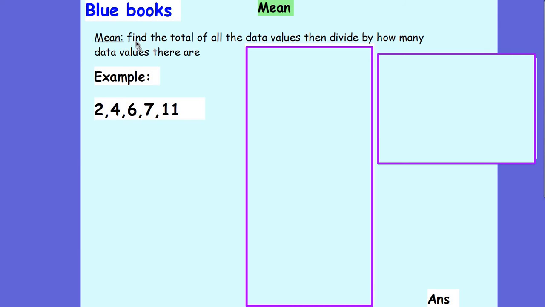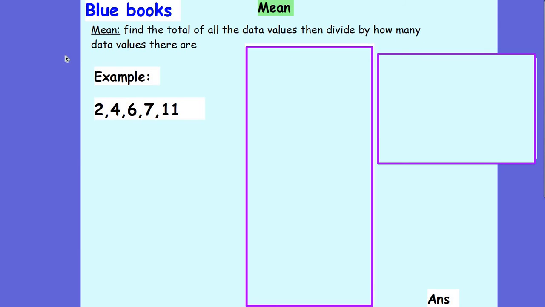Now we started by looking at the mean, and we said mean was finding the total of all the data values we're given and then dividing by how many data values there are. If you don't have that in your dark blue book, can you add that now please? You're welcome to pause the video. If you already have that in your dark blue book from a previous lesson, I'll go through an example and then there'll be some questions to do.